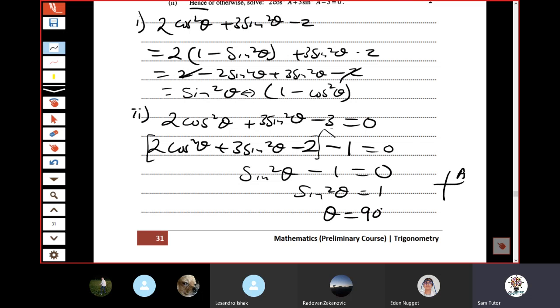It's just going to be all 4 quadrants. So 90, 180 minus 90 is still 90, 180 plus 90 is 270, 360 minus 90 is 270, and you are done.